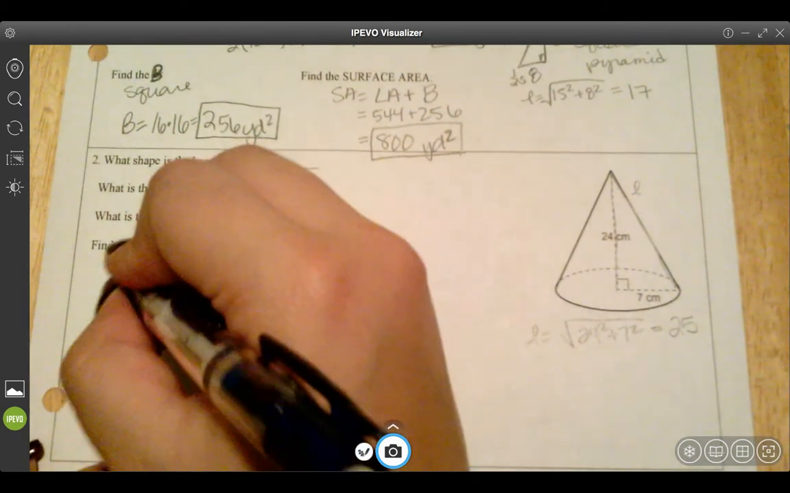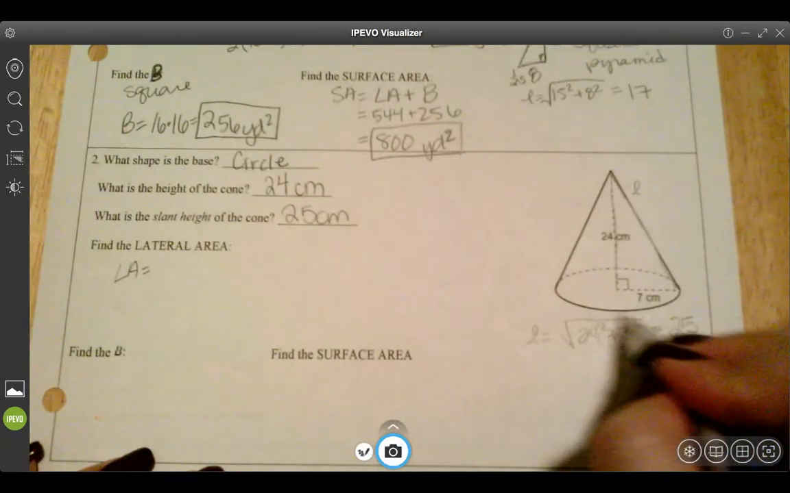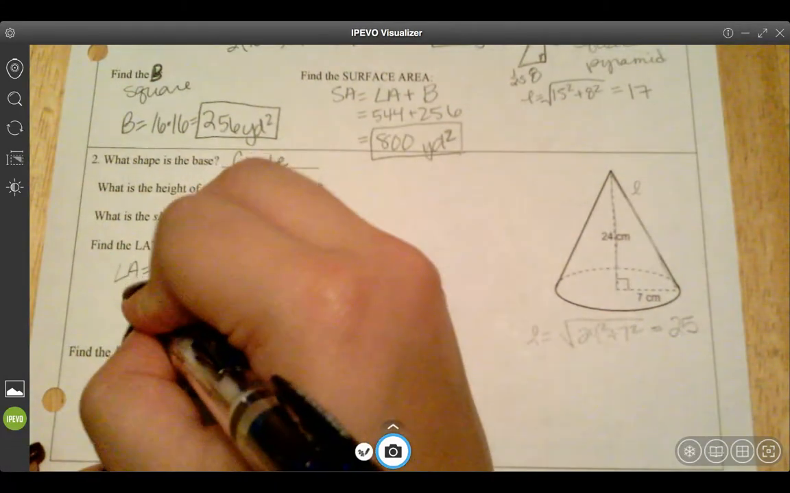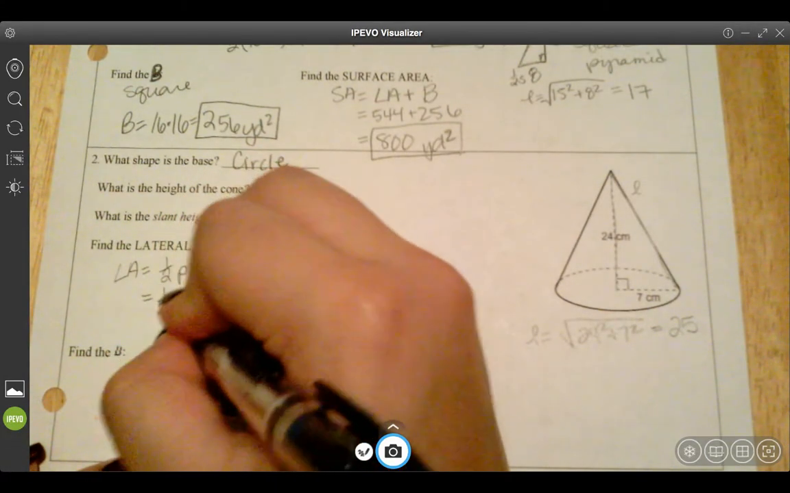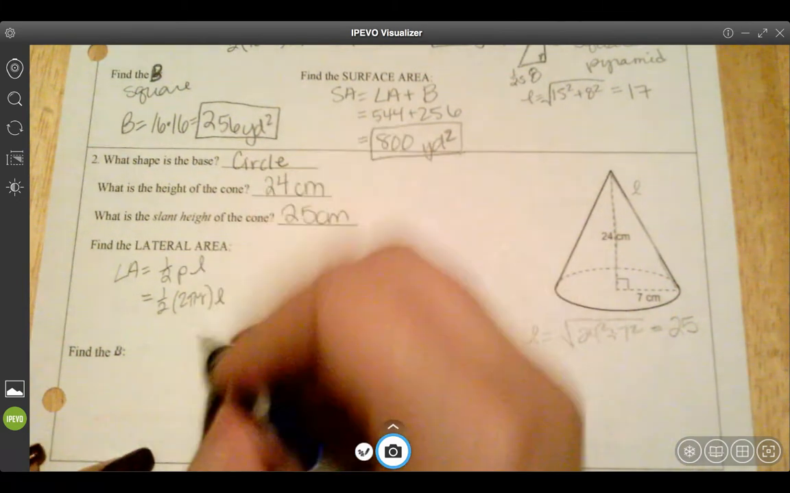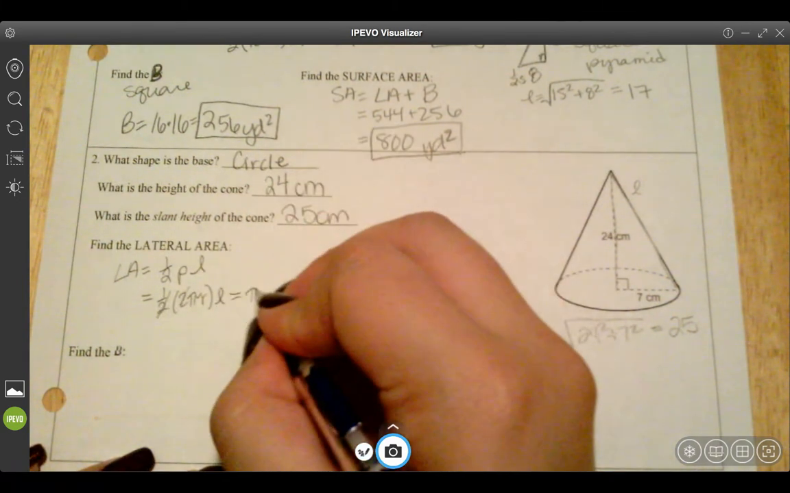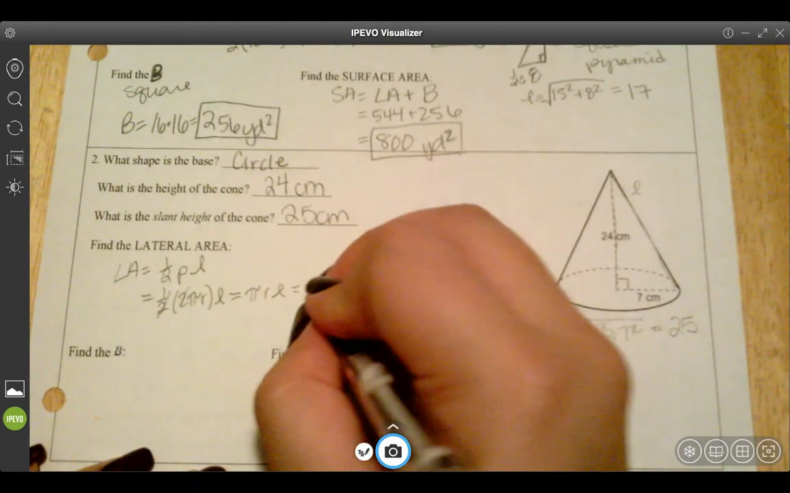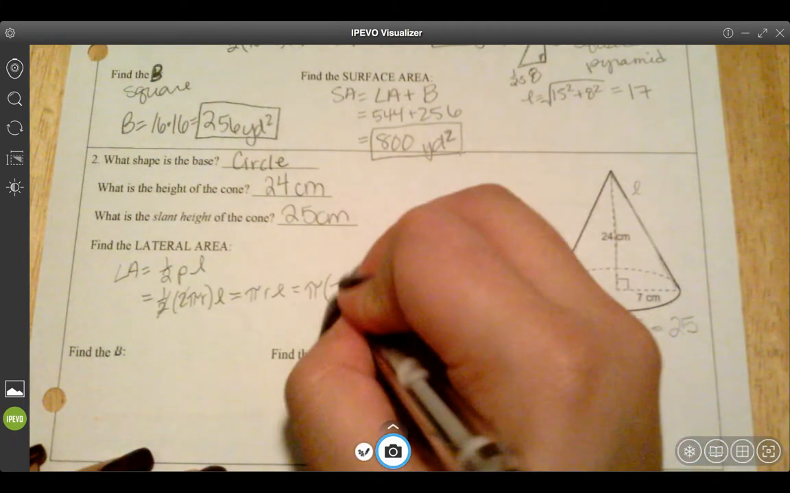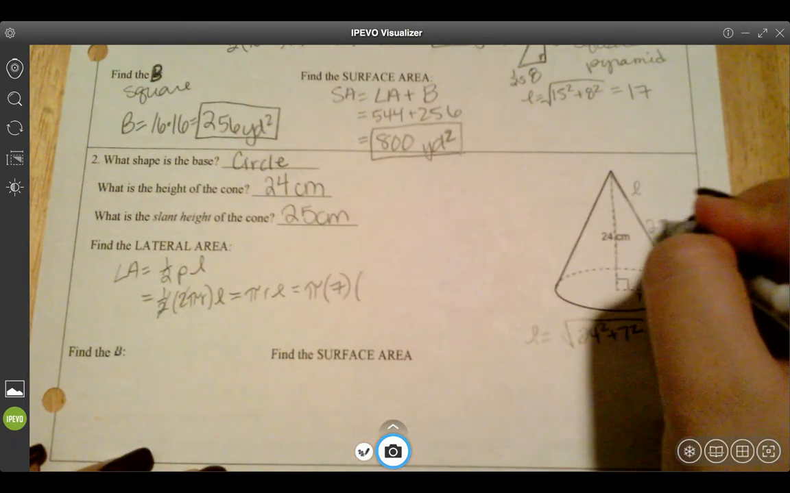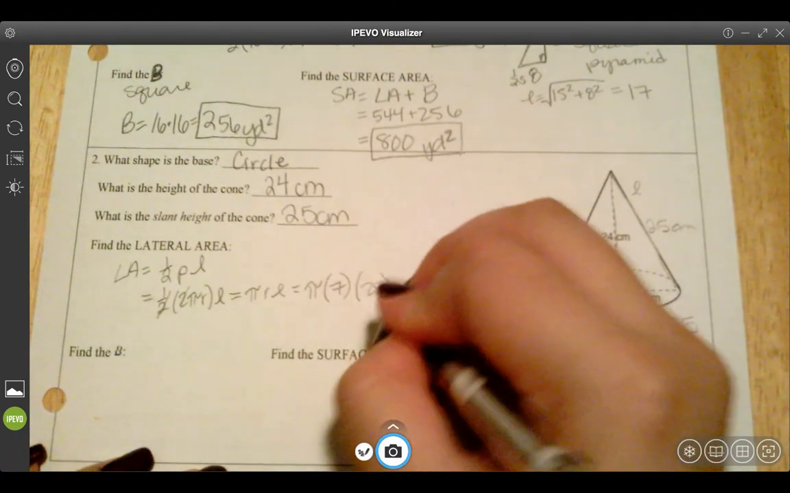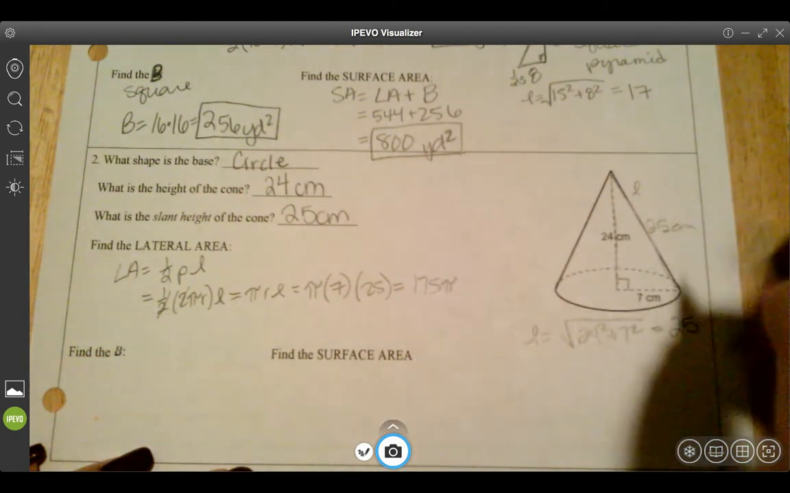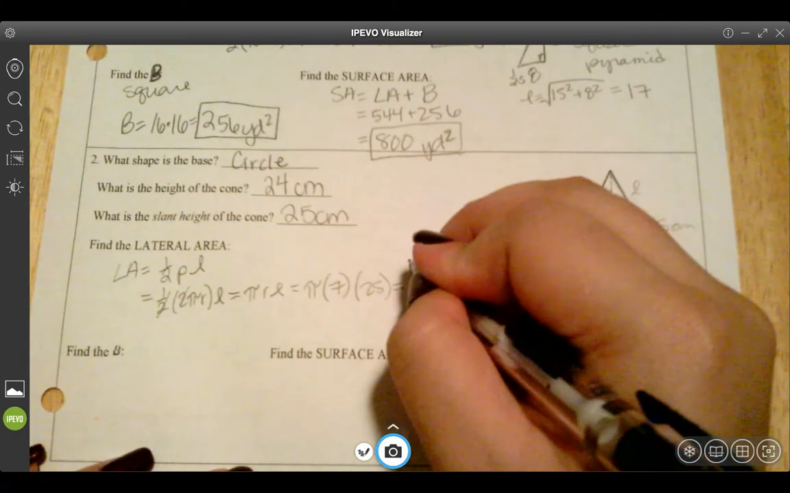In order to find the lateral area, this is a circle, so we're going to use 1/2 perimeter times slant height, where the perimeter is 2 pi r. 1/2 and 2 cancel out. That's pi r L. That's our simplified lateral area for a cone. Our radius is 7. Our slant height is 25. 7 times 25 is 175 pi square centimeters. Don't forget your pi.